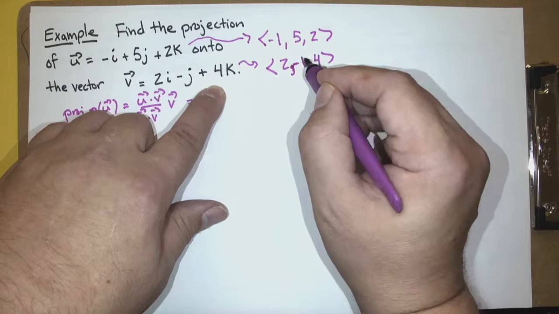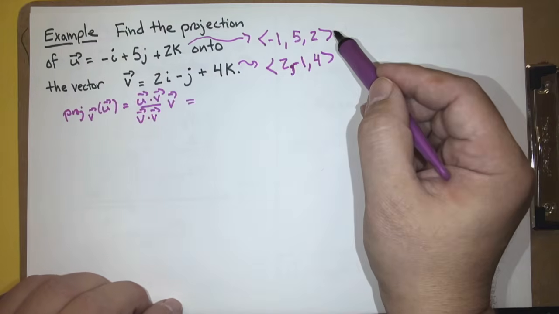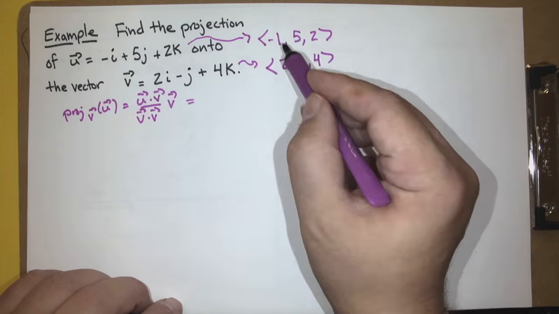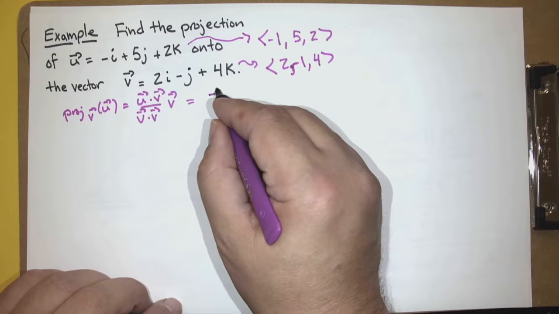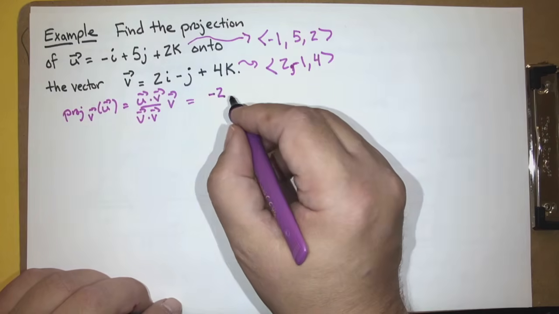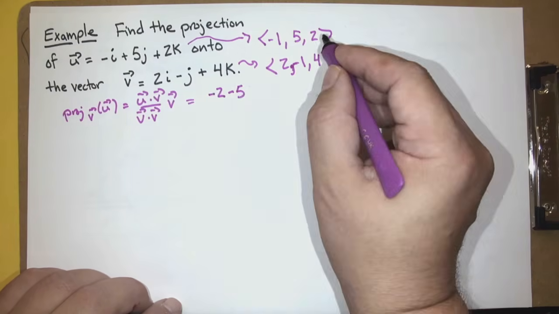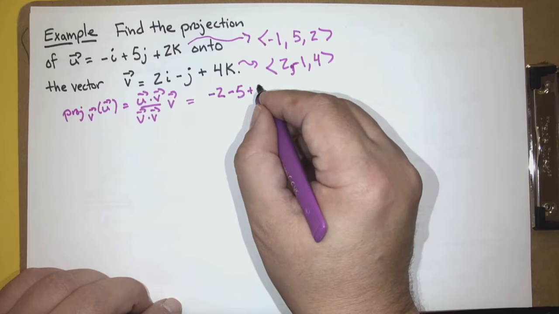All right, so u dot v. Minus 1 times 2, minus 2. 5 times minus 1, minus 5. 2 times 4, 8.